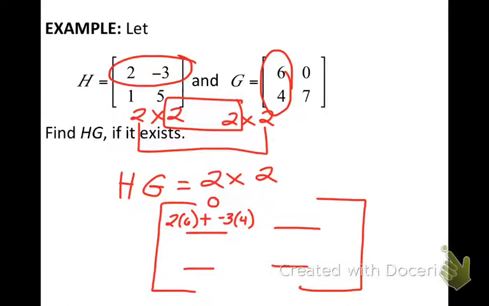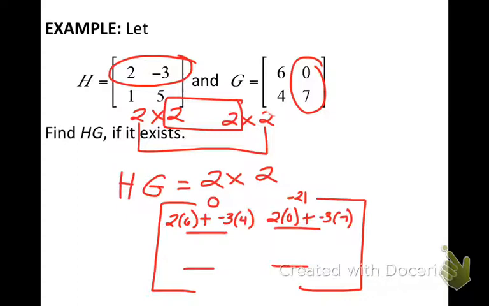Okay, so that was row 1, column 1. What do you think you're going to do for row 1, column 2? Combine row 1 with column 2. So I'm going to erase that. And I'm going to combine my row 1 with my column 2. So I get 2 times 0 plus -3 times 7, which will result in -21. So I'm just going to write that a little bit above.